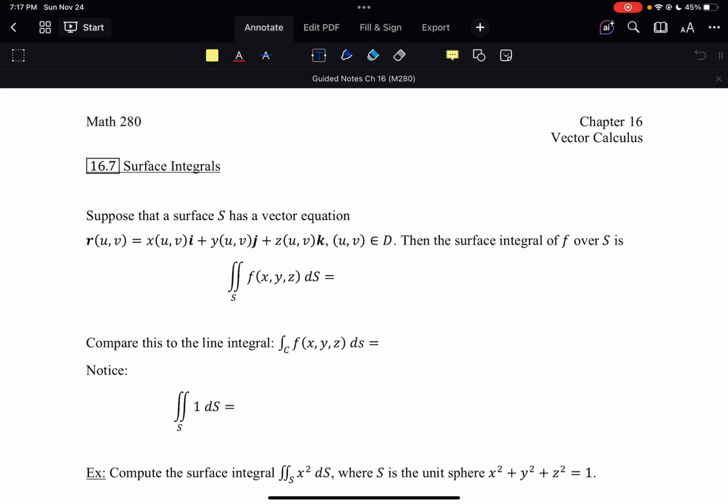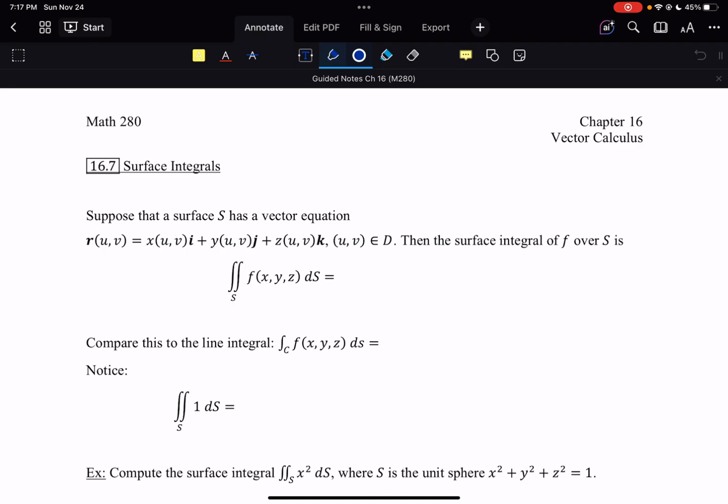Welcome to section 16.7. In this section, we are going to be talking about the concept of surface integrals. We saw in the previous section the idea of parametric surfaces, surfaces that can be written in terms of two parameters, u and v. We're going to be extending this idea. Just like we had parametric curves that allowed us to take line integrals over those curves, we now have parametric surfaces that allow us to take surface integrals over them.